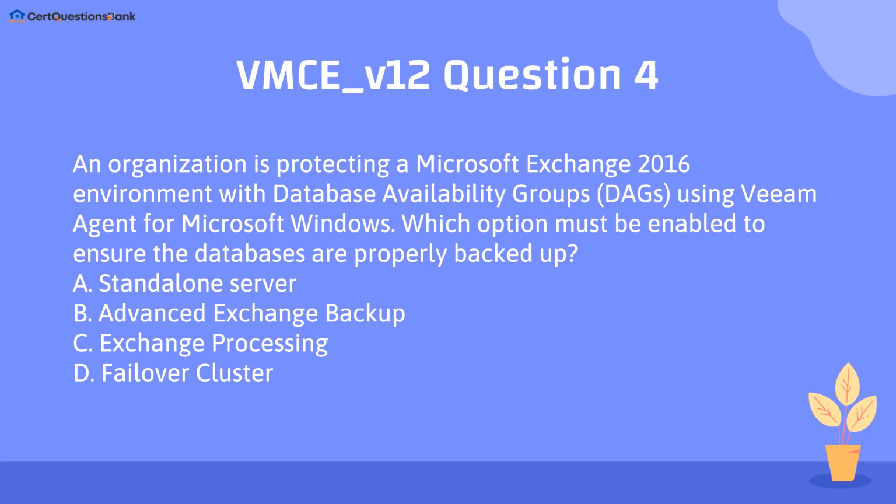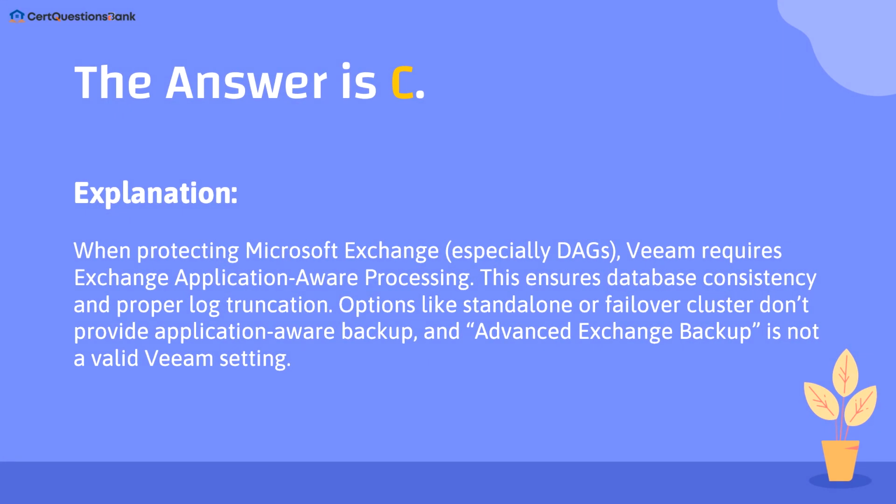An organization is protecting a Microsoft Exchange 2016 environment with database availability groups, DAGs, using Veeam Agent for Microsoft Windows. Which option must be enabled to ensure the databases are properly backed up? A. Standalone server. B. Advanced Exchange backup. C. Exchange processing. D. Failover cluster. The answer is C.